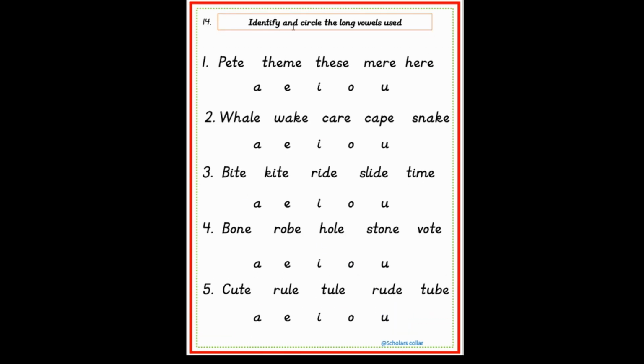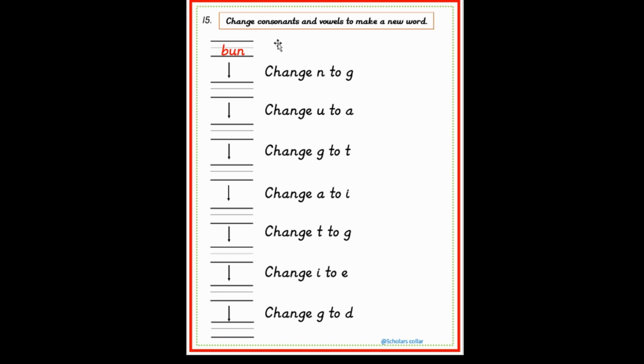Next, we have identify and circle the long vowels. So we have Pete, theme, these, mere, and here. So that's E. Whale, wake, care is A. Bite, kite is I. Bone, robe, hole, stone, vote is O. Cute, rule, mule, rude, tube is U. Next is change consonants and vowels to make a new word.